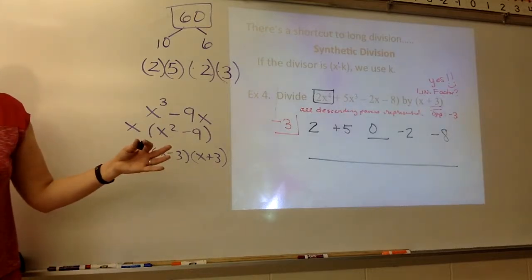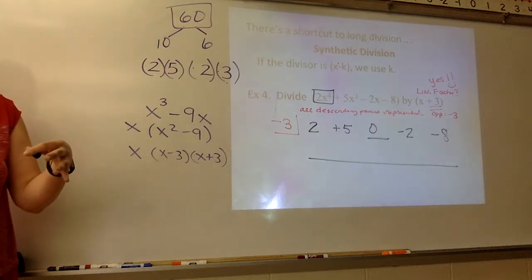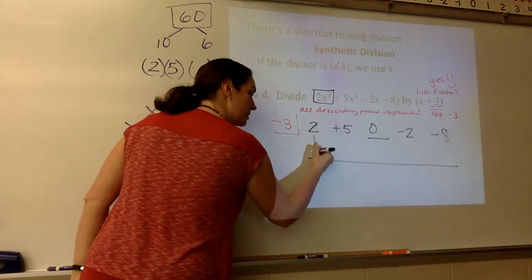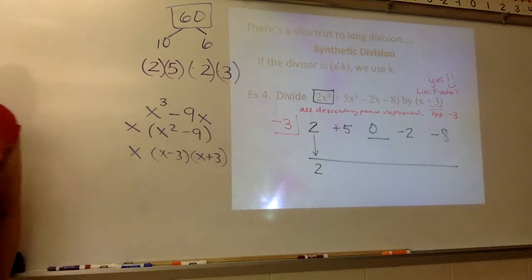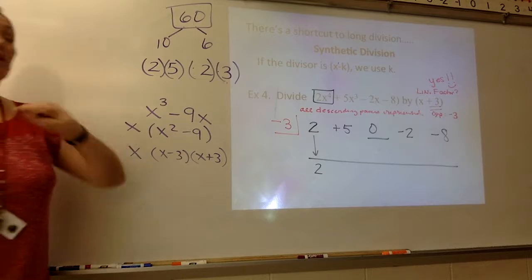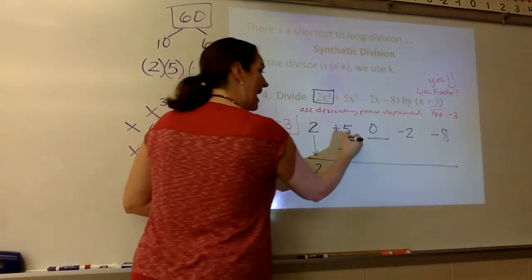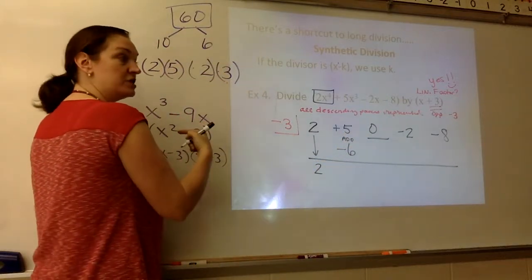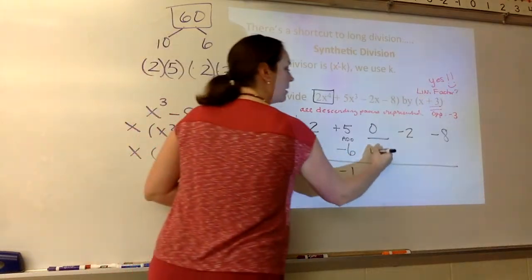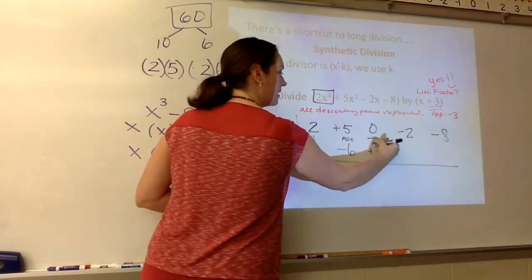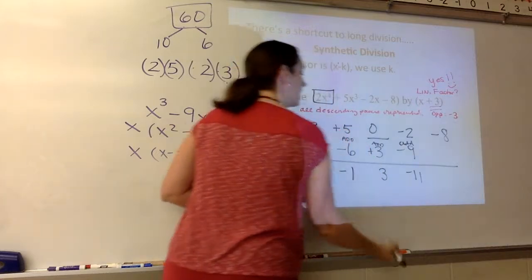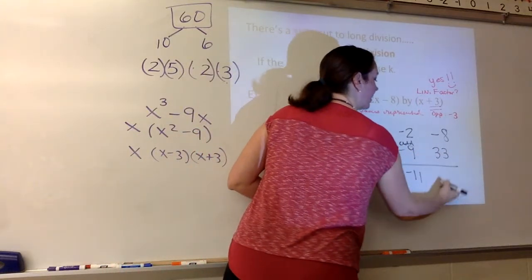This is going to take me about a minute to explain, but when you do it, it's going to take you 10 seconds to do the problems. That's how fast synthetic division is. And this is what happens. You bring down the first number, which is 2. Multiply. 2 times -3 is -6, and then I add. I don't flip the signs like long division. 5 minus 6 is -1. Multiply. +3. Add. 3. Multiply. -9. Add. -11. Multiply. 33. Add.